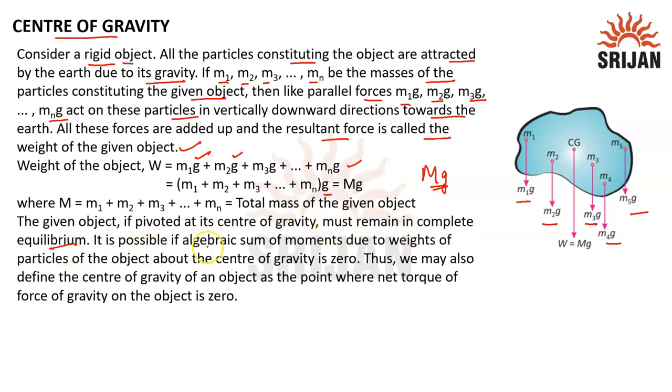Now if the given object is pivoted at its center of gravity, it must remain in complete equilibrium. This is possible if the algebraic sum of moments due to the weights of the particles of the object about the center of gravity is 0. So we can also define the center of gravity as the point where the net torque of the force of gravity on the object is 0. So that will be our center of gravity.